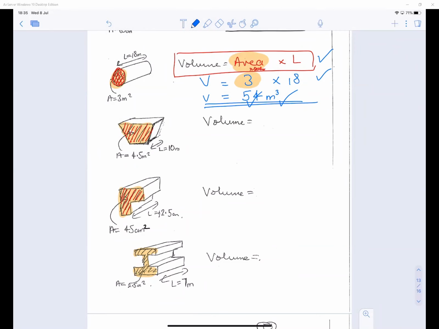So I'm going to give you 2 minutes to do the next 3 questions, starting from now, with the formula, values, answer, units, all of it. Remember, it's a maths lesson, not an answer lesson. Go.